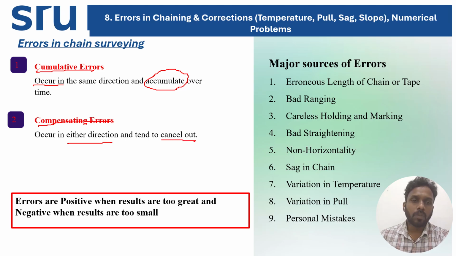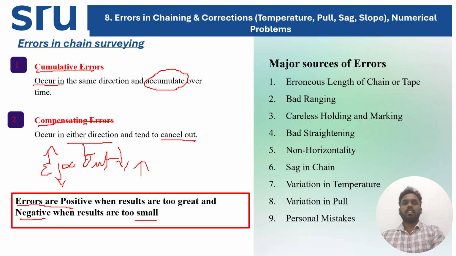The error is positive when the results are too great, and the error is negative when the results are too small. It indicates that your error is inversely related to your output, right? If your error keeps on increasing, your output will decrease. If your error is decreasing, your output will increase, right? So this is the major classification of error.